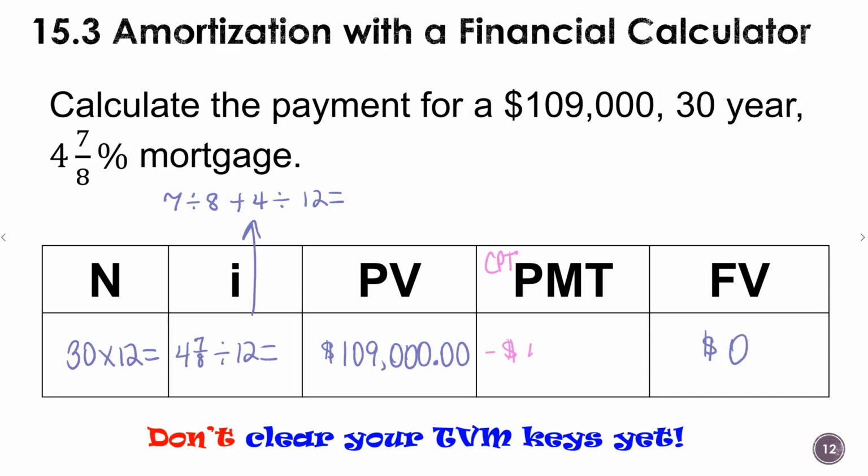It is $576.84. Notice I always put that negative in there because it is a payment. All right. You have to make sure that your calculator says the same thing as mine, okay? And we're not going to clear the TVM keys because we're going to be using amortization along with this loan.